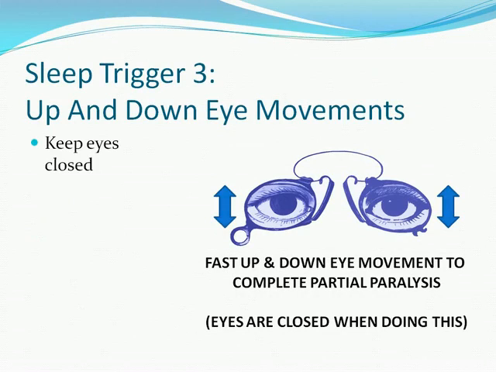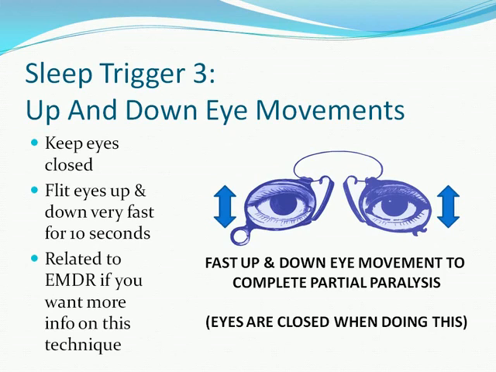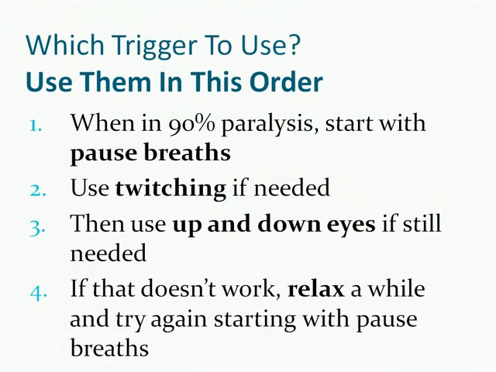With your eyes closed, you simply move your eyes up and down as fast as you can for about 10 seconds. I've never been able to get this to work using left and right movements. However, there actually is a type of hypnotic psychotherapy called eye movement desensitization and reprocessing, or EMDR, which uses side-to-side eye movements. You may try experimenting with side-to-side movement to complete partial paralysis, but I find that up and down is a safer bet. So which trigger do you use?